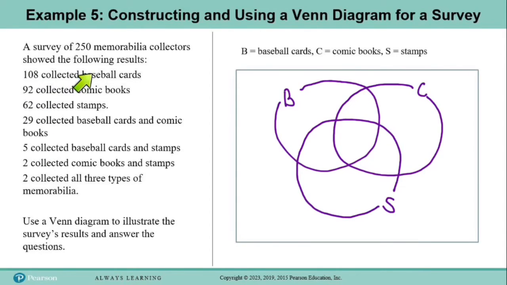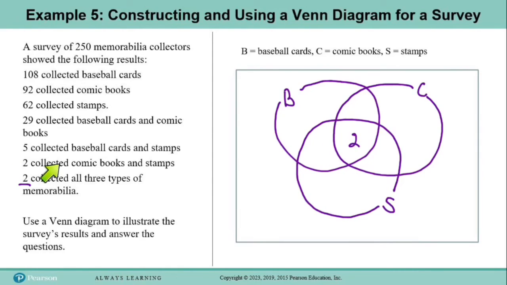If you notice, the very first piece of information says 108 collected baseball cards, but that means that this circle needs to add up to 108. So right now I don't have enough information to put the 108 anywhere or to do anything with that number. You always want to start with the piece of information that goes in the innermost region where all the circles overlap. So it says 2 collected all 3 types of memorabilia. We'll go ahead and put 2 in this region where all 3 circles overlap.